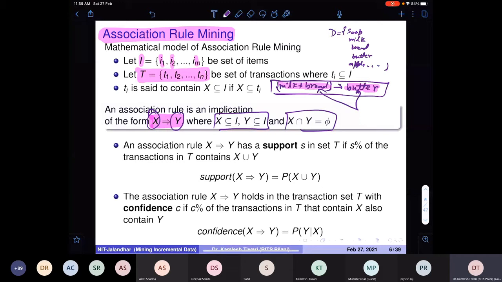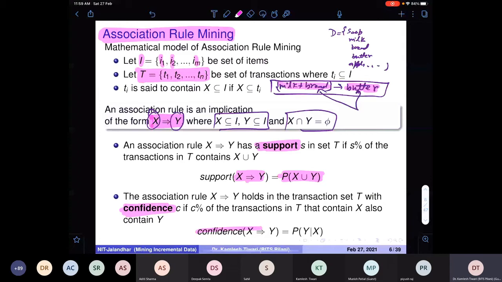All right, so whenever we want to do this kind of analysis, we focus on two important terms, called support and confidence. What is the support? Support for, for example, X implies Y is going to be the probability of X union Y. What is the confidence? Confidence of X implies Y is going to be the probability of Y given X.